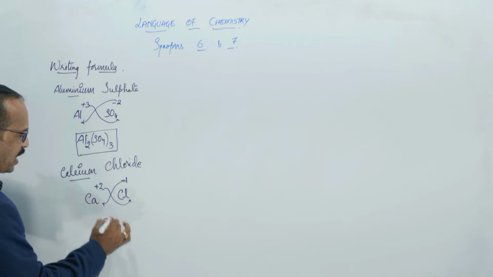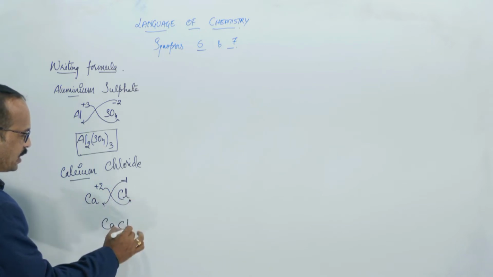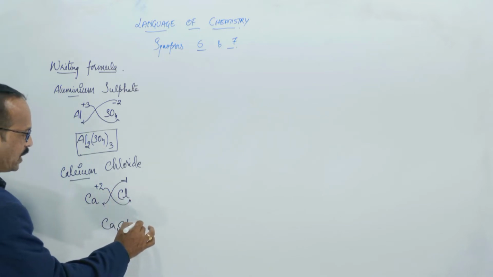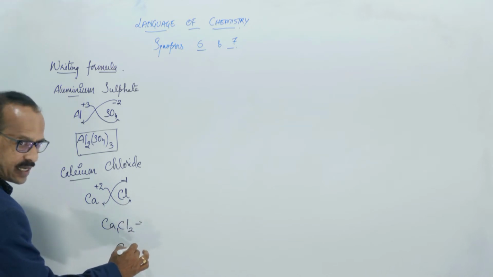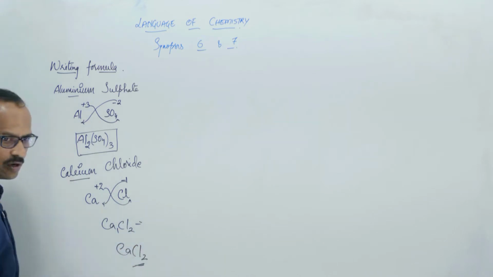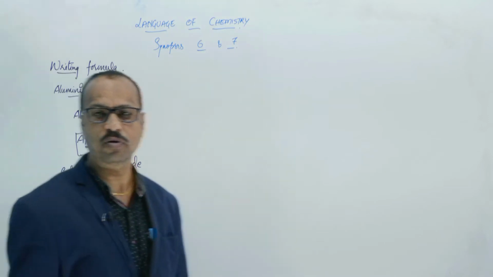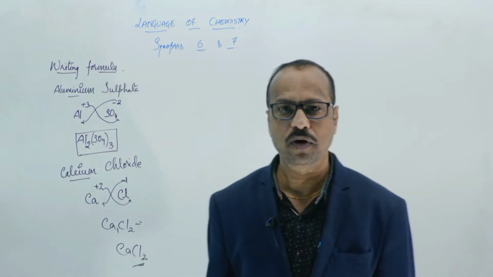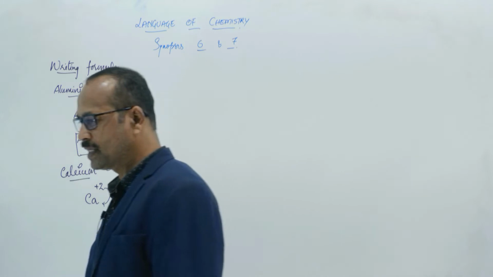So this becomes Ca1 and Cl2. If 1 is there, you need not write it. So just write CaCl2. That's all. So this is the formula of calcium chloride. Easy, no? How to write the formulas by the crisscross method.